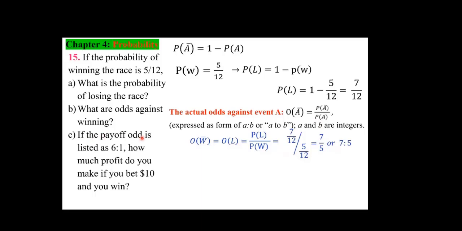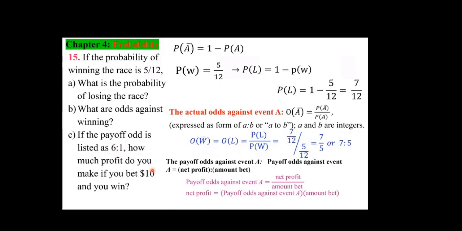If the payoff odds are 6 to 1, how much profit do we make? Basically, you multiply this ratio. Let's say it's 6 to 2, that means 3. This is a fraction, and whatever this fraction is, times 10. So let me explain a couple of things. First of all, the payoff odds against an event is net profit divided by the amount bet. So net profit would be the product of these two. We are looking at the cross product. So payoff odds against an event is 6 to 1. The amount bet, in this case, happened to be $10, and that means 60.